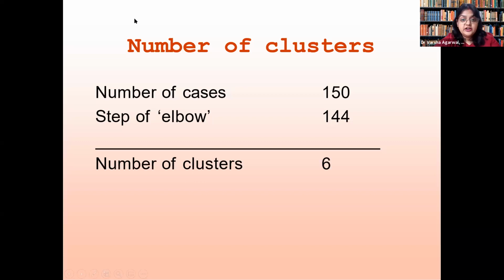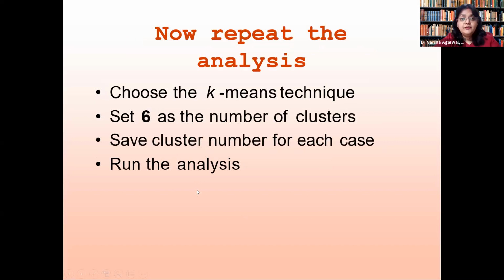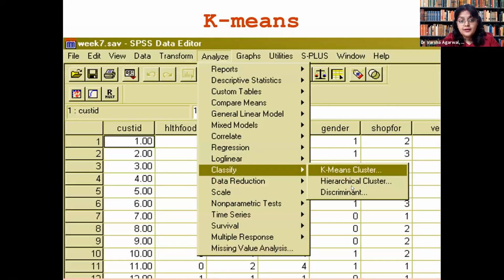Now I will go for the k-means cluster method. In that, straight away I will put the number. Okay, so now I will repeat the same analysis, but I will choose the k-means cluster technique. I will put 6 as the number of clusters, and then I will save cluster number for each case, and then run the analysis. Earlier I was doing hierarchy. Now I will go for k-means cluster on the same data sheet. Okay, because earlier I did not know how many clusters I should form. Now I know I should form 6 clusters from this data.